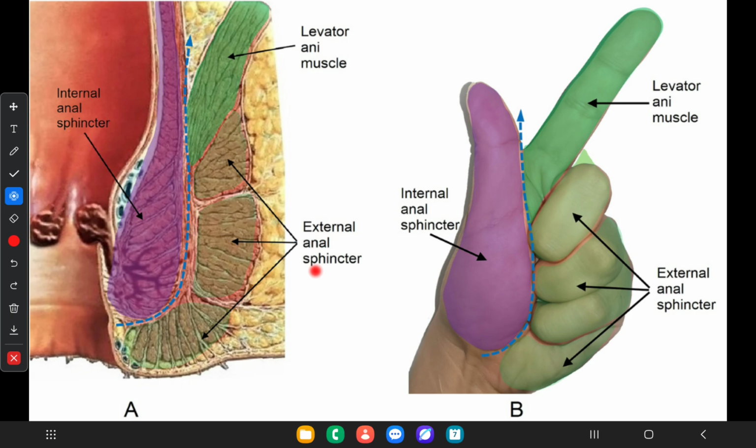When we talk about the external sphincter, it is voluntary muscle that surrounds the entire length of the anal canal. The external anal sphincter is divisible into three parts: deep, superficial and subcutaneous. Deep part is located outer to the anal sphincter. It has no bony attachment, but a few of its fibers are attached posteriorly to the anococcygeal raphe.